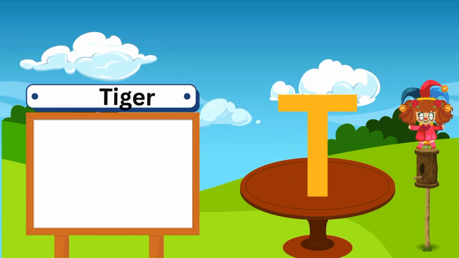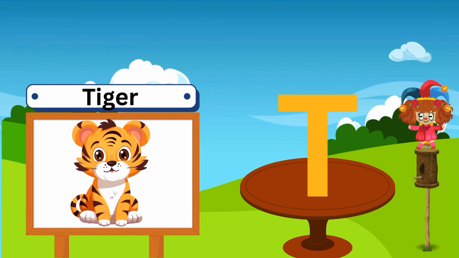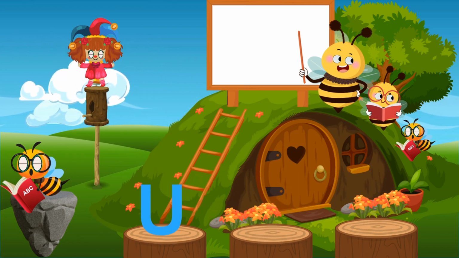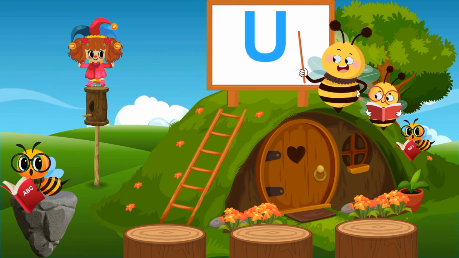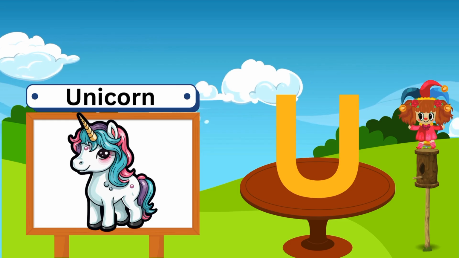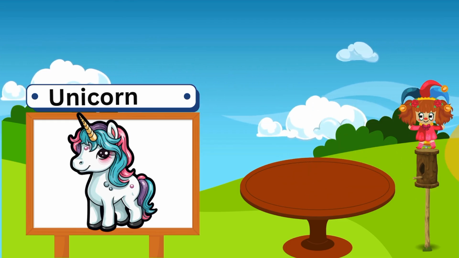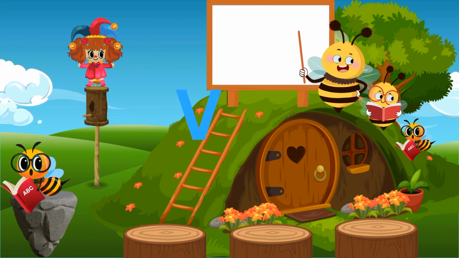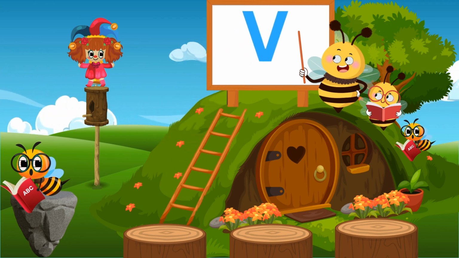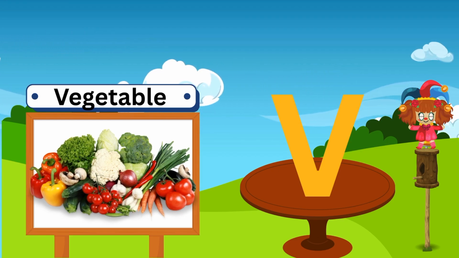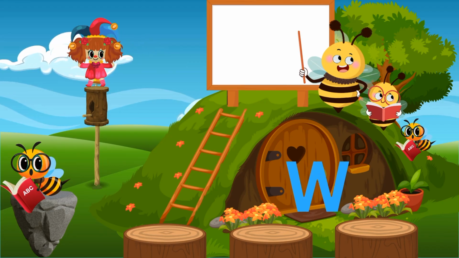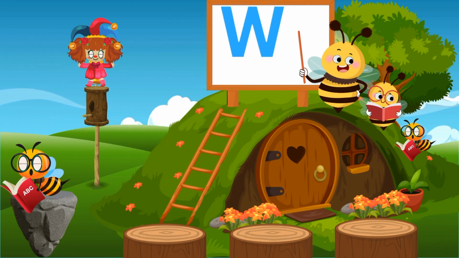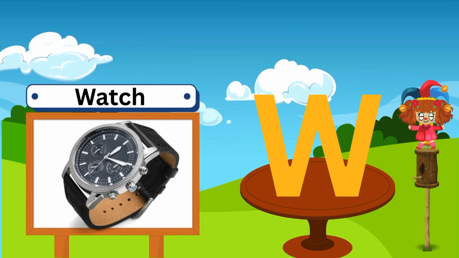T. T for tiger. U. U for unicorn. V. V for vegetable. W. W for watch.